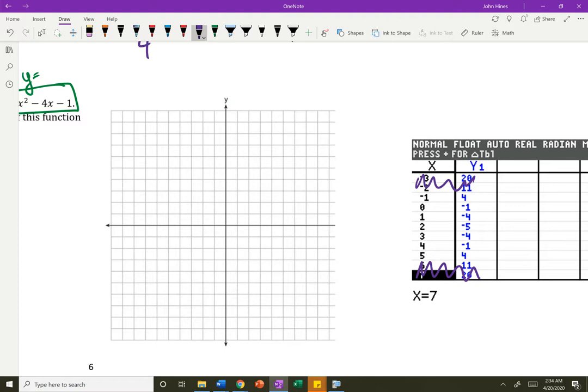So -1, 4, 0, -1, 1, -4, 2, -5. And now watch, I'm going to use symmetry because I hit the turning point there. That matches up there. That matches up there. I'm not even looking at the table. I just use the symmetry of the graph.